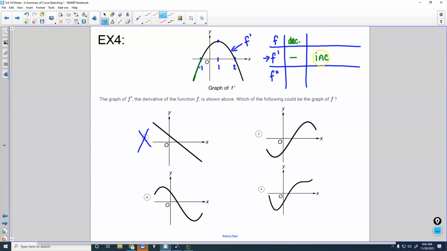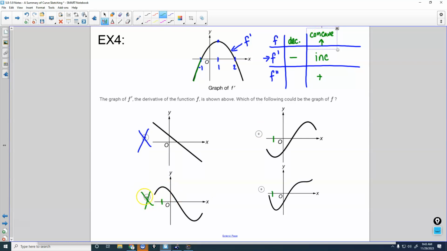Sometimes I need to go down here. Increasing means that the second derivative is positive. What does that mean? Concave up. So in this first little section, up to about right here, we should be decreasing but concave up. So are we decreasing and concave up here?